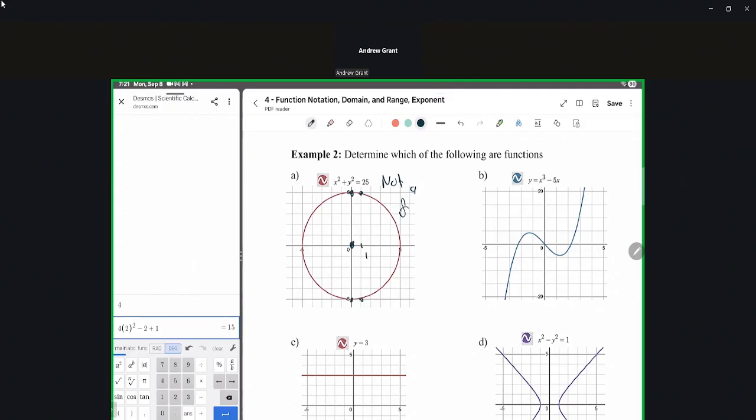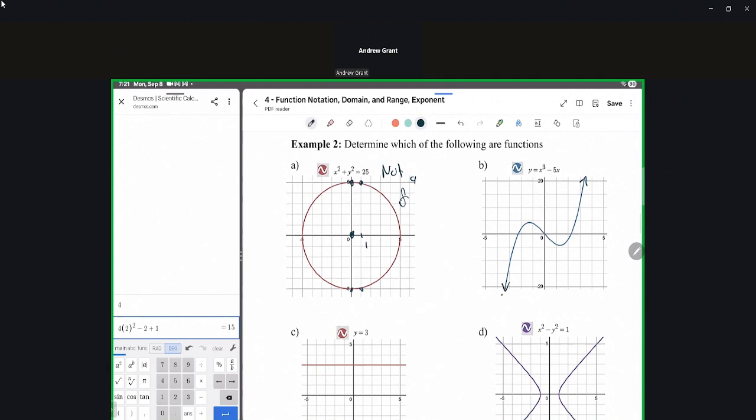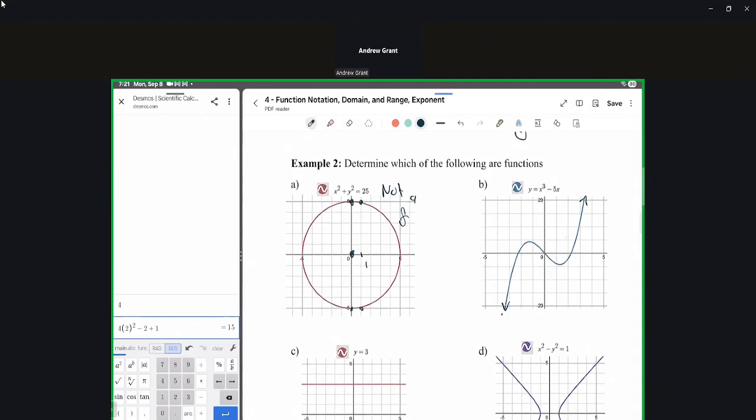Letter B, we have y equals x to the power of 3 minus 5x. And again, it's a little bit of an unusual shape. We actually haven't seen these before. We're going to be studying these next week, I believe, or perhaps on Thursday. It kind of looks like a little bit of a wave, but if you notice, if I look anywhere along the curve, each x value seems to only go to one y value. So here, this is a function. That's it.